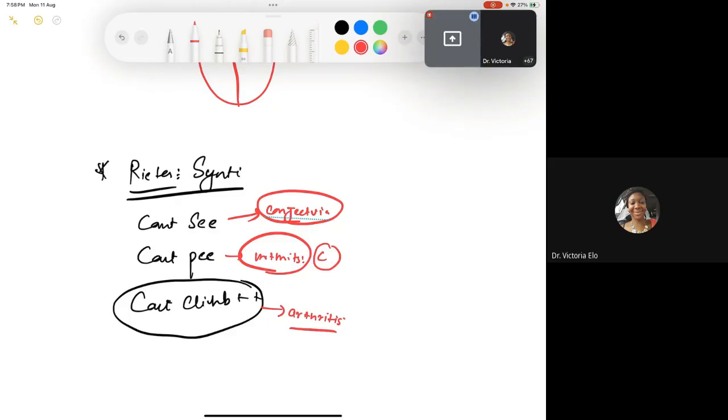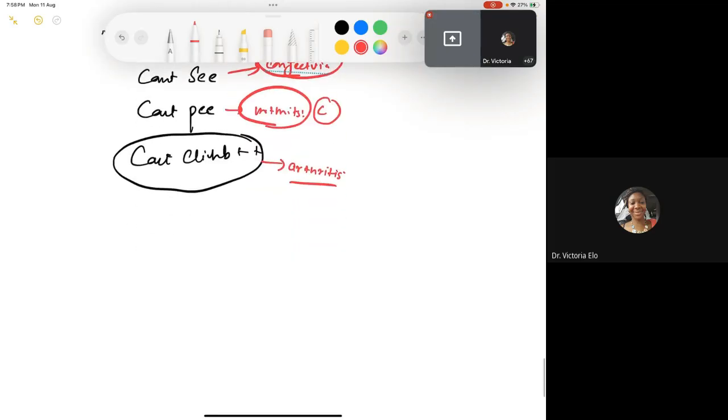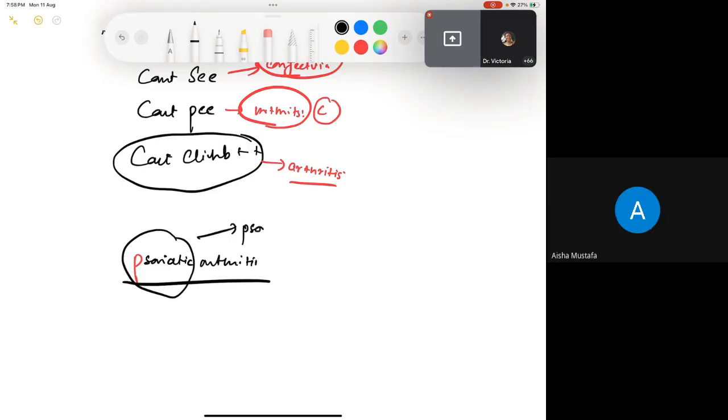Okay, so the last one is psoriatic arthritis, which comes again under the category of your seronegative spondyloarthropathies. What does the name suggest? We have arthritis, inflammation of the joints. It's going to be seen in 10% of individuals who get psoriasis, a skin lesion. We are going to cover it in our dermatology section.